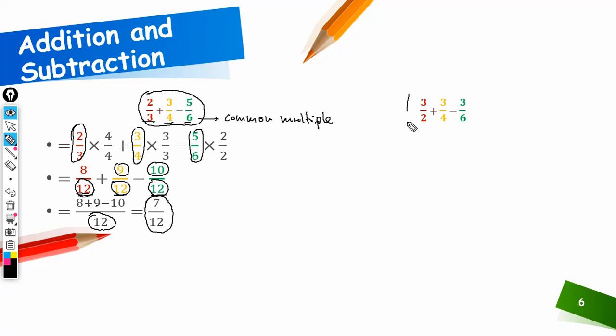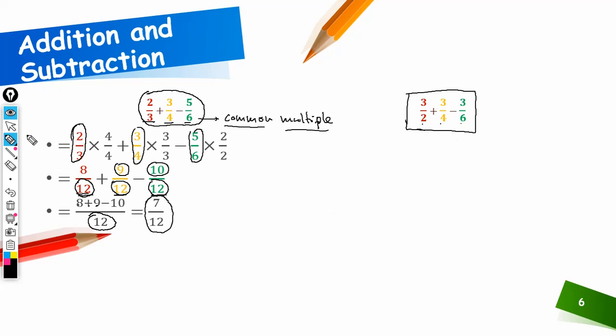Now, can you try to work on this question? So 3/2 plus 3/4 minus 3/6. Okay, you're gonna find the same denominator. Okay, how to find the same denominator? You can find the common multiple. Okay, kelipatan persekutuan dari 2, 4, dan 6. Okay, you can do it now.